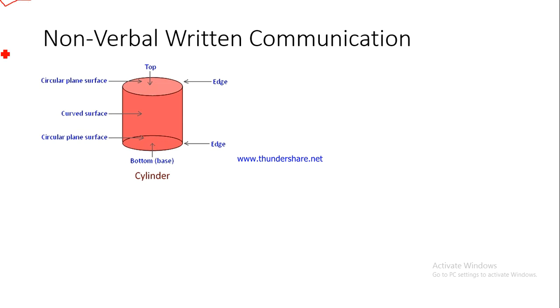Now just clarification, while we are talking about this particular diagram, don't take into account the written part, the labels that I have used here. I am just talking about the diagram. So diagram in itself is non-verbal written communication, but if you start talking about the labels also, like the label here, this circular plane surface, now this is not part of non-verbal because you are using a language. So just don't take them into account. Just leave them out, and then you will find that the remaining part, the diagram only, is an example of non-verbal written communication.